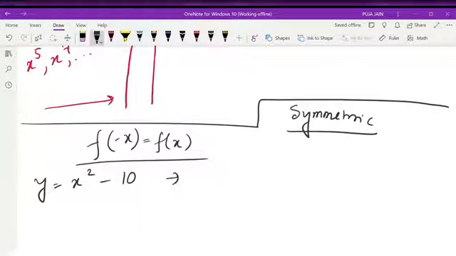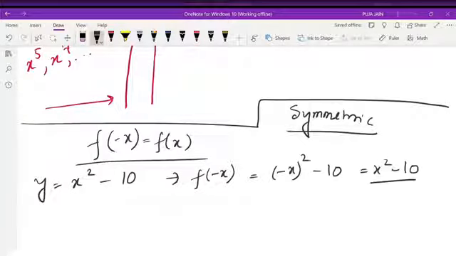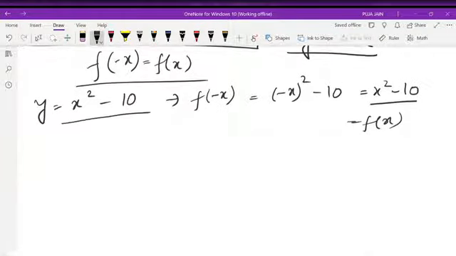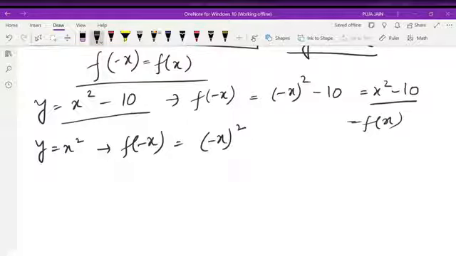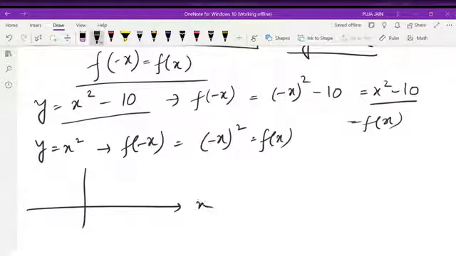Now if we put f of minus x, then we will get what? Same, this is f of x. So here f of minus x is f of x. Now if we draw this, suppose y is equals to x square, then f of minus x, what will I get? Minus x whole square, that is f of x. Now if I plot this, what will I get? I will get it this way.